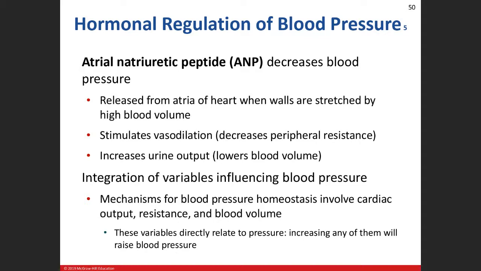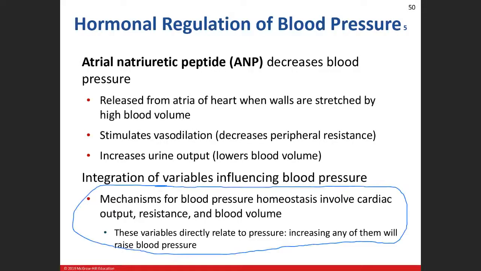And that brings me back to this part here. The variables that influence your blood pressure. Homeostasis, I've heard that term before. That's that healthy balance of your body, keeping everything in that normal functioning range around a set point. So when we're talking about blood pressure, cardiac output, resistance, and blood volume are going to directly relate to blood pressure. What does that mean? If one goes up, the other goes up. It's that simple. I increase my blood volume, I'm increasing my blood pressure.